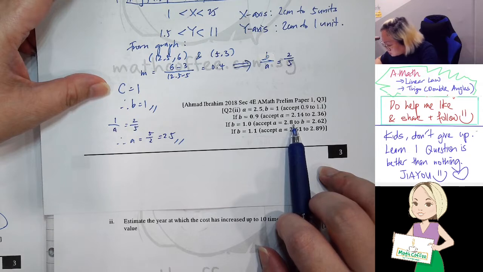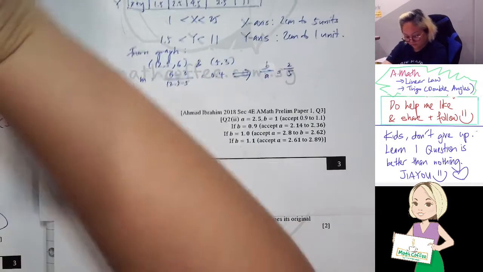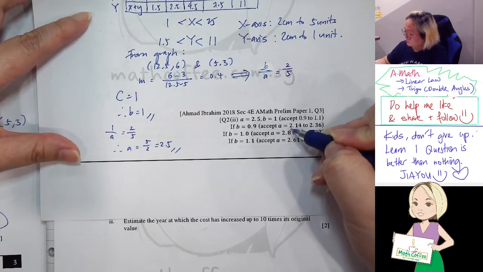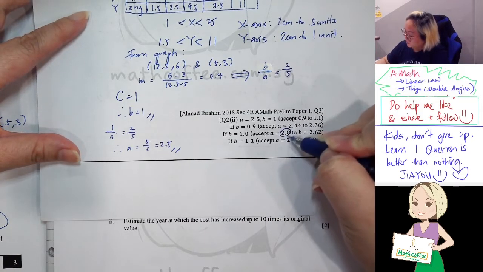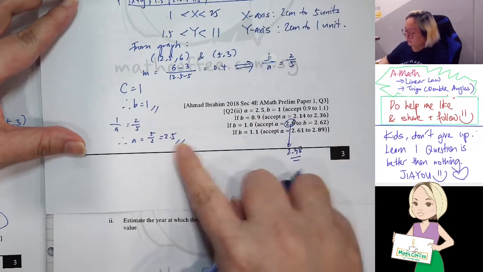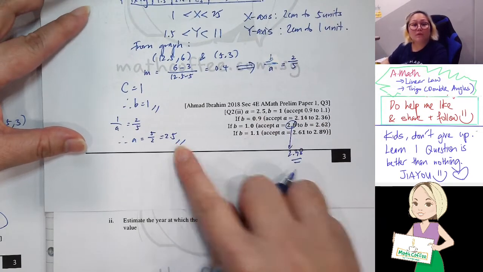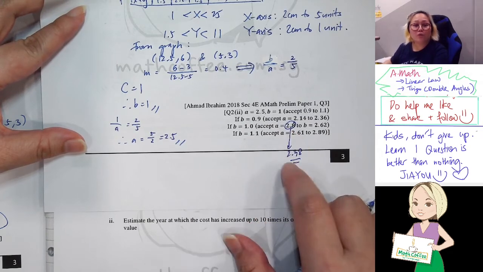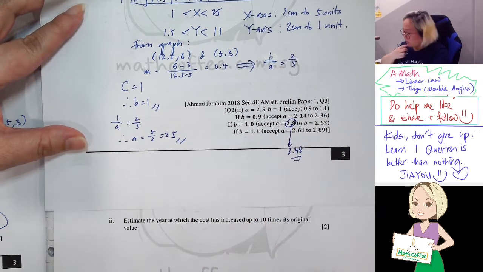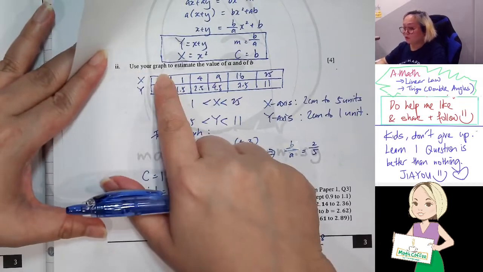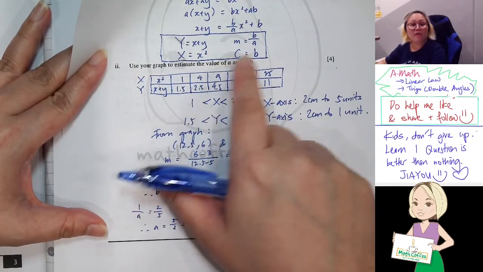Wait, Sam, are you sure what I sent to you is 2.8? Sam, this is 2.38, not 2.8. With 2.8, I failed already. Okay? So Sam, take note to change this 2.8 to 2.38. Okay? So my A and B is resolved. This is called using your graph to estimate the value of A and B.